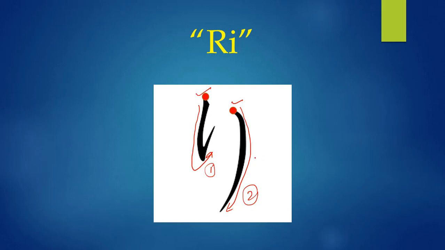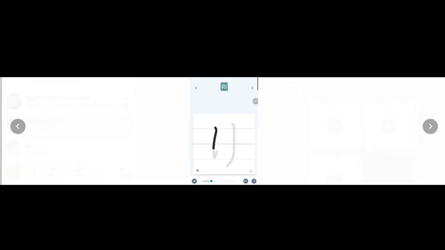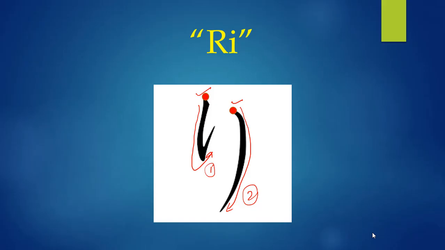Let's see it through a video. First stroke, then second stroke. Let me play it again. This is my first stroke and this is the second stroke. So this is the way to write Ri. The next letter is Ru.